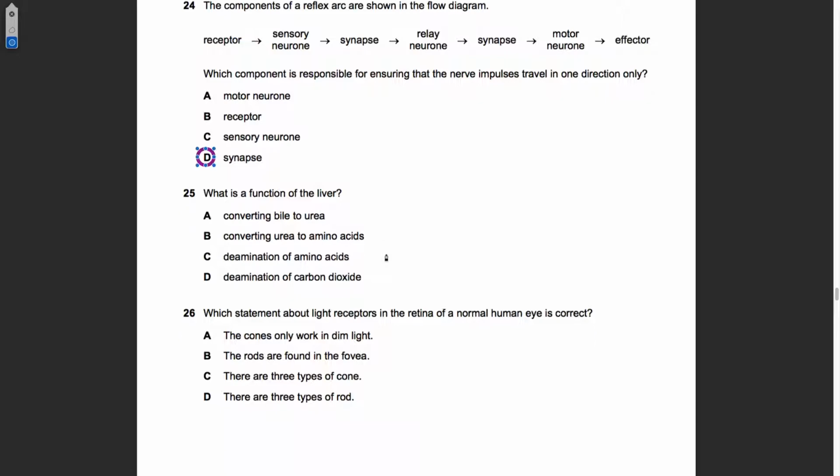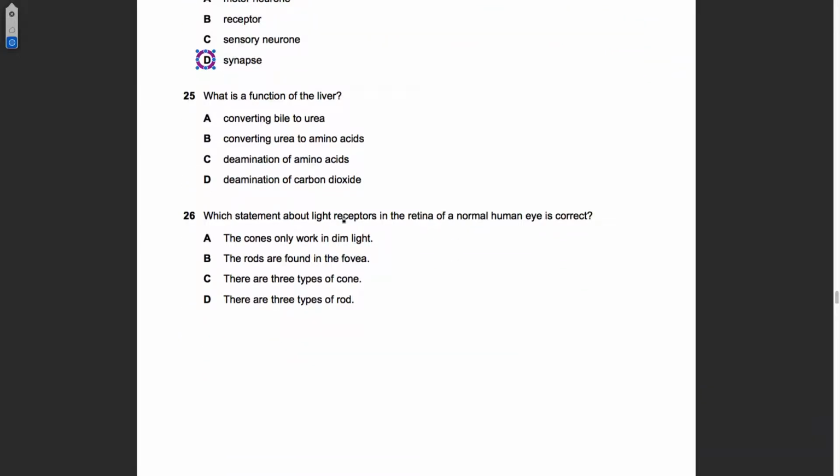What is a function of the liver? Converting bile to urea? No, the liver actually makes bile. Converting urea to amino acids? Nope, other way around. Deamination of amino acids? Yes, it gets rid of that nitrogenous bit, the bit containing nitrogen on the amino acid, which is what deamination means. And that's how we form urea, which we get rid of via the kidney in the form of urine. Deamination of CO2? Right, well, definitely not. That's nonsense. Okay, so the answer is C for 25.